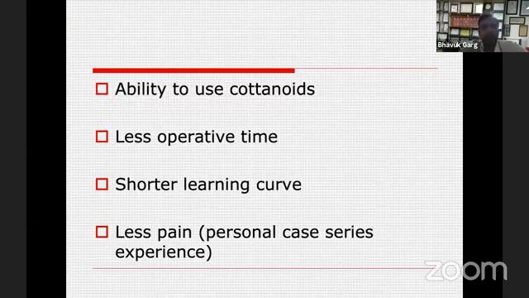Again, another advantage is that you can use cottonoids, which is not possible when you are using burrs. There is ample literature that it takes less operative time. The learning curve is quite short. As per the literature, you just need 15 cases to be master of this technique.